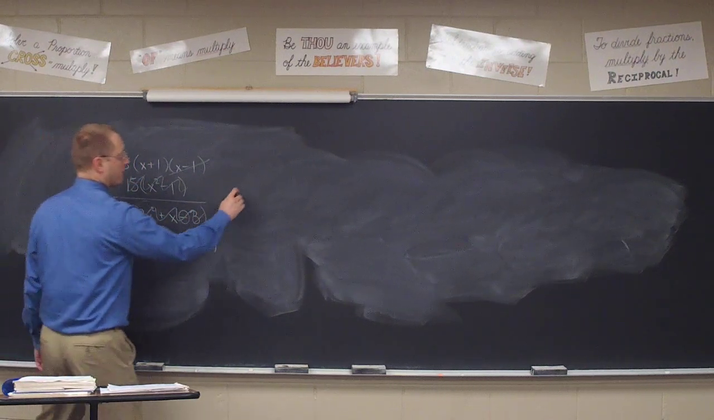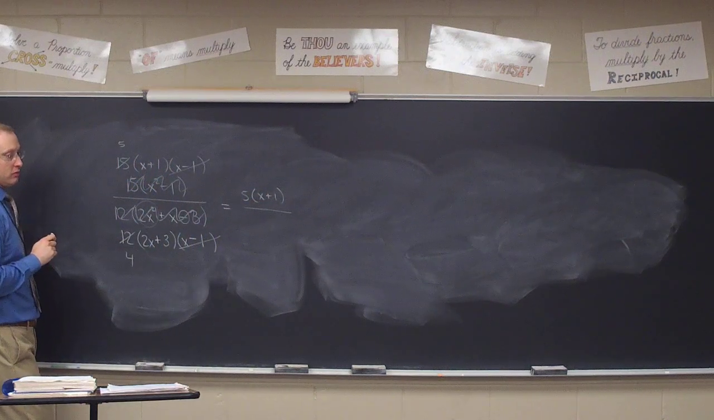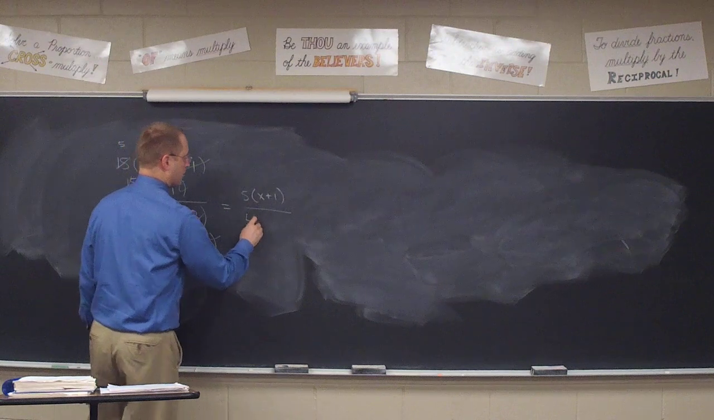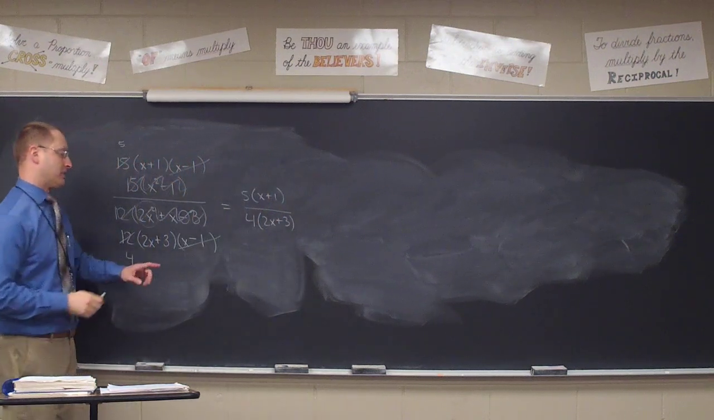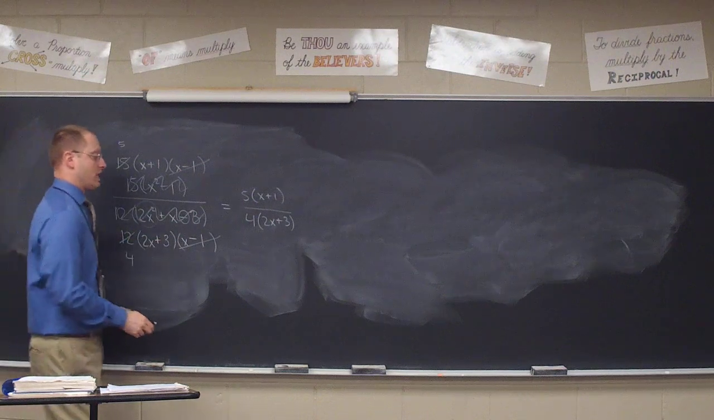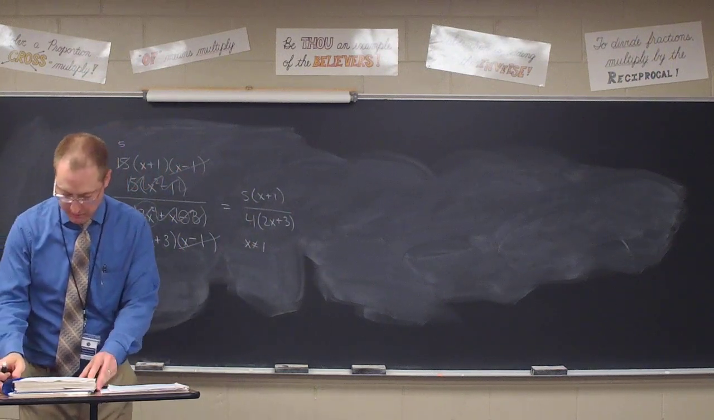5 times x plus 1 is over 4 times 2x plus 3. And we do need to specify, since we canceled the x minus 1 class, that x cannot equal positive 1.